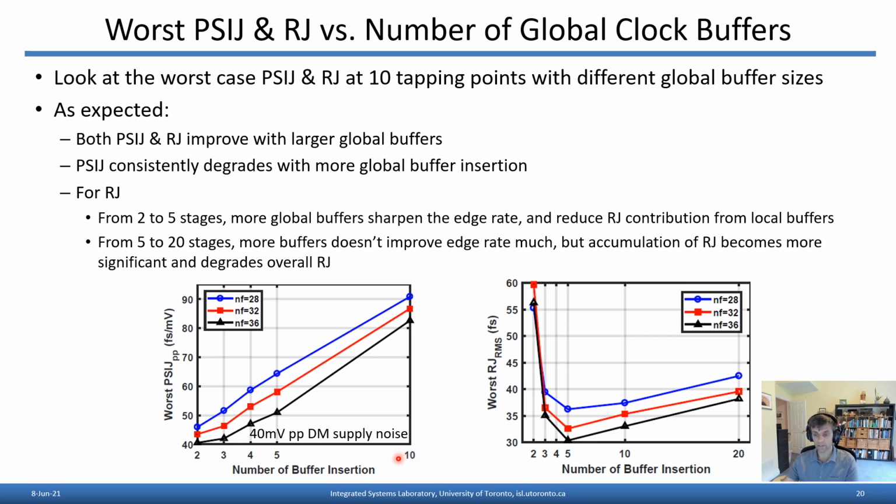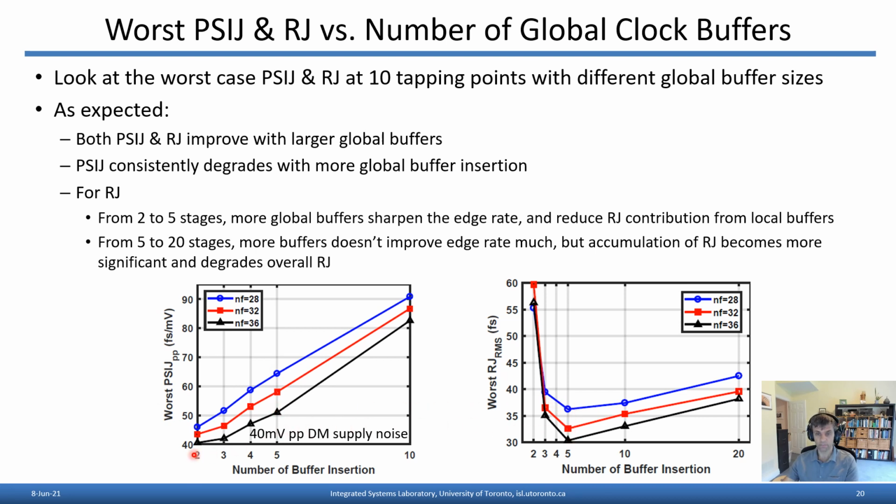And in both cases, we're plotting the worst case jitter that's observed at any of the 10 tapping points along the global clock distribution network. Now, looking at these plots, we see some trends that we expected based on our preceding analysis. First of all, as we increase the size of the buffers from 28 fingers to 32 to 36, we're using more power, but both PSIJ and RJ improve.